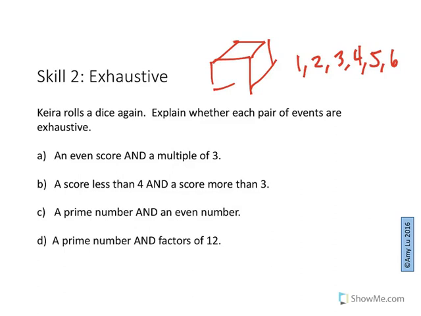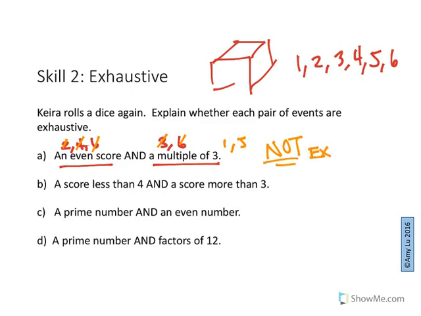So an even score and a multiple of 3. An even score includes 2, 4, and 6. Multiples of 3 is 3 and 6. Is it exhaustive? Well, I see 2, I see 3, I see 4, I don't see 5, I see 6, and I don't see 1. So 1 and 5 are missing. So this is not exhaustive because it does not use up all the numbers.